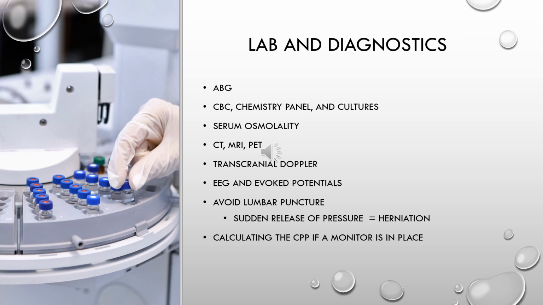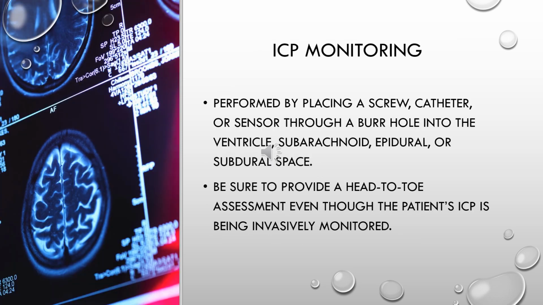And then of course calculating the cerebral perfusion pressure if you have a monitor in place. We talked about that at length yesterday. So ICP monitoring is where they're actually going to monitor those intracranial pressures, and this is performed by placing either a screw, a catheter, or a sensor through a burr hole that they make into the cranium. They usually place this in a ventricle, or the arachnoid, epidural, or subdural space, depending on what area of the brain they're trying to monitor. This usually is then covered with a dressing that you will have to be monitoring.